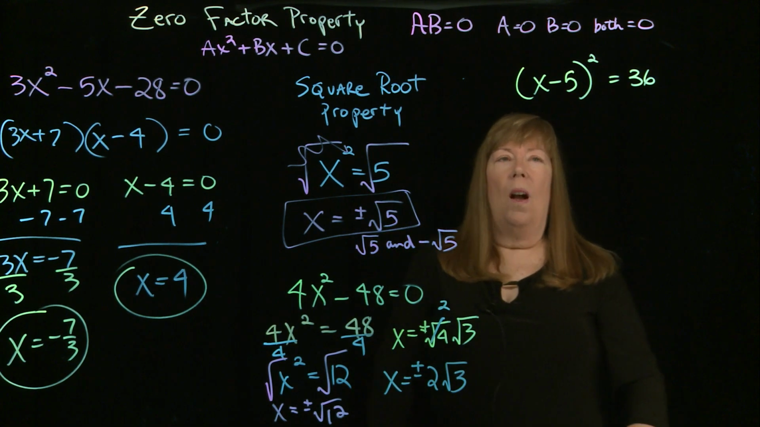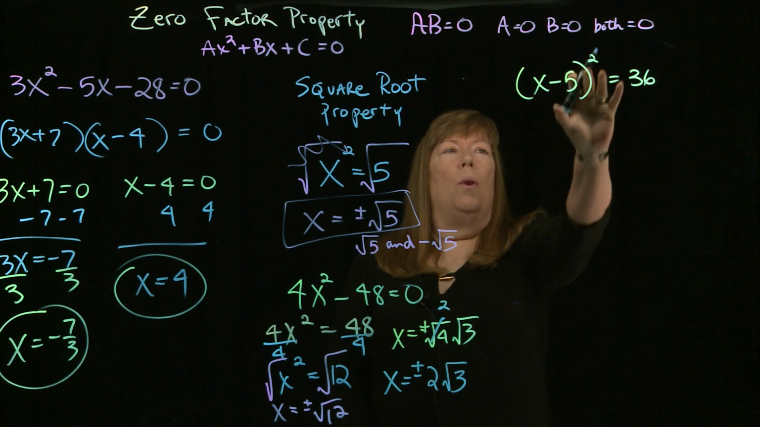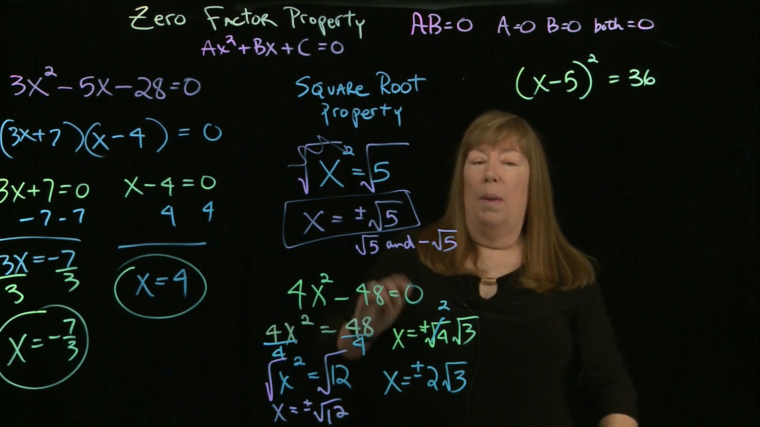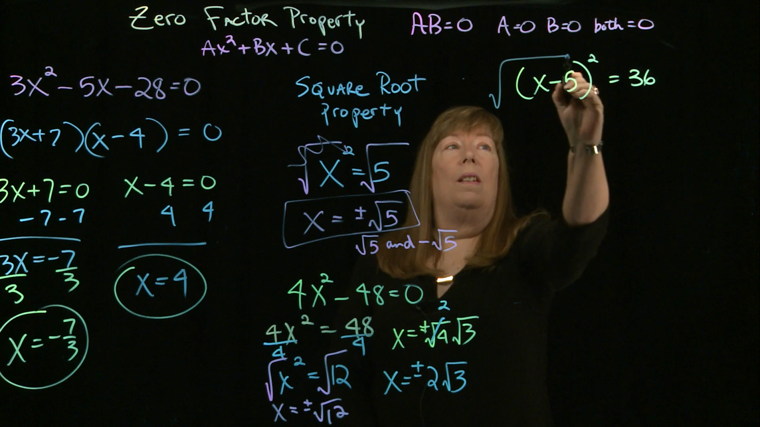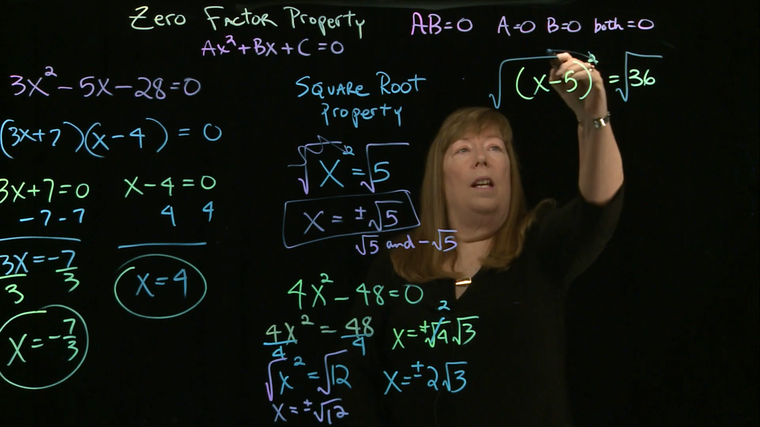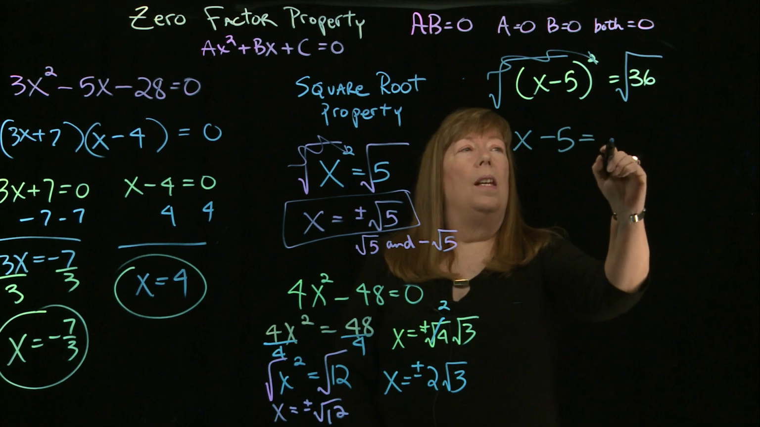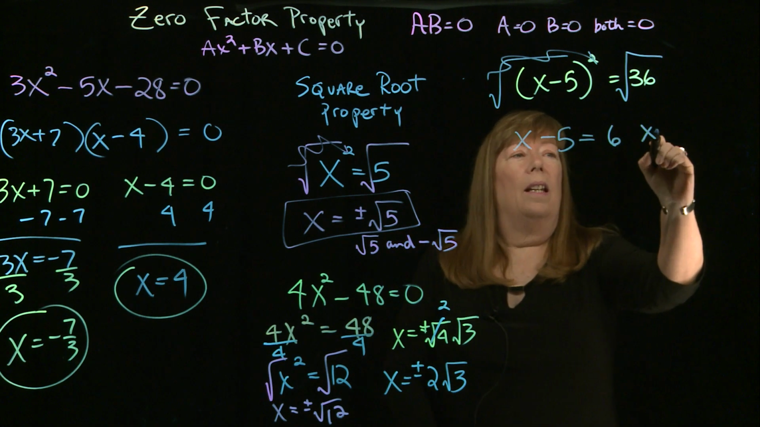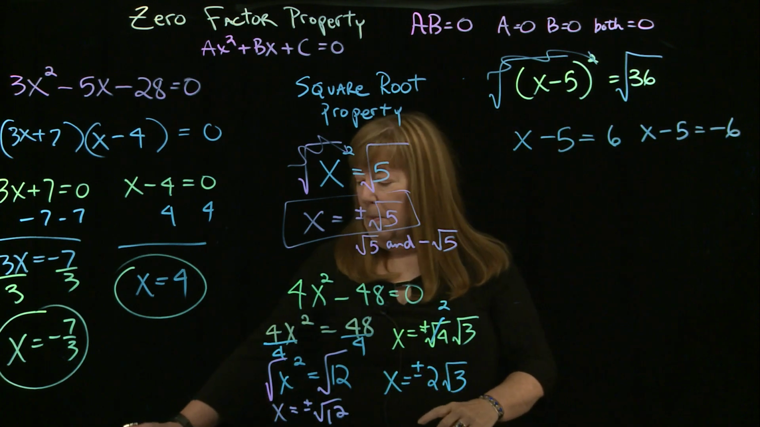One more, also using the square root property. Okay, if I multiplied this all out, it would have a single x. The b wouldn't be 0. But if I leave it in that form, watch how easy this is. We're just going to take the square root of both sides, and now I have x minus 5 equals 6, and I also have x minus 5 equals negative 6.